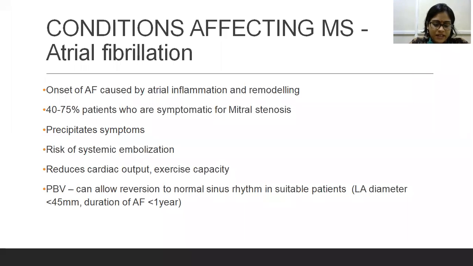Patients who have mitral stenosis with atrial fibrillation, on undergoing percutaneous balloon valvotomy, can revert to normal sinus rhythm. This is the case if it is done in patients who have a left atrial diameter less than 45 millimeters and patients who have had a duration of atrial fibrillation less than 1 year.